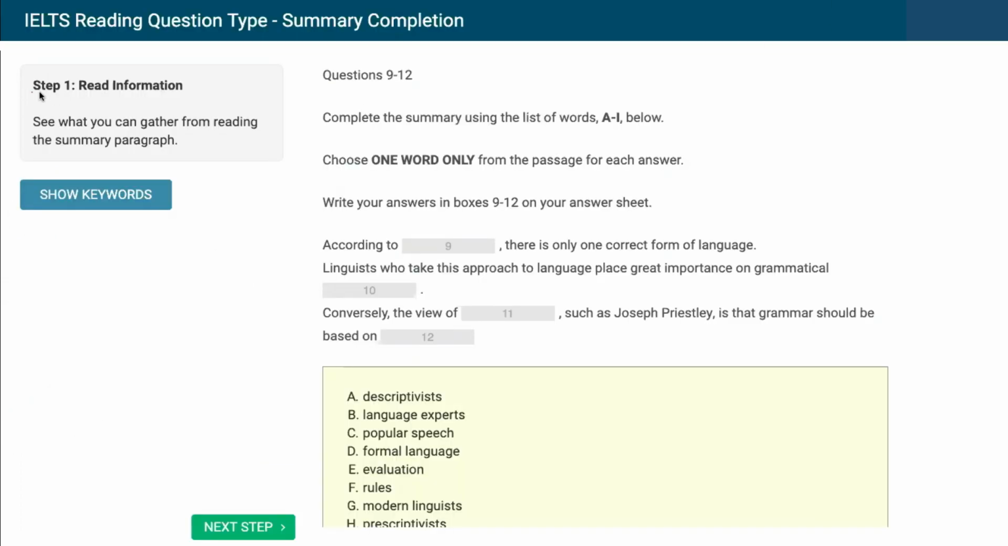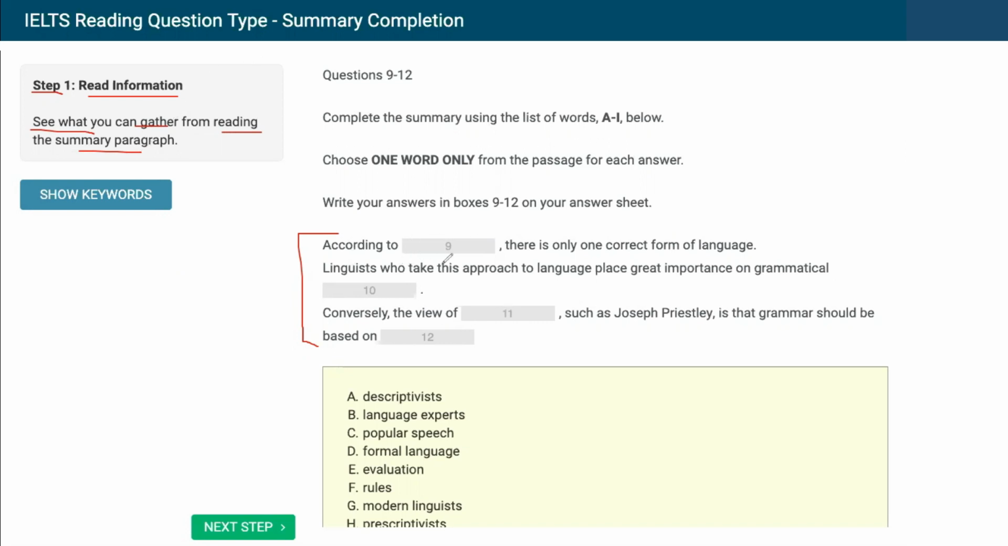Okay, so we have our step 1, read information. So we're going to read our information in the summary that we were provided with right here on the right-hand side. Also, we'll take a look at our answer options just so that we see the type of words. We'll do this more in step 2. For now, let's just read the information and see what we can gather from reading the summary paragraph. So we're looking for themes, ideas, this will be sort of a preview to what we will be reading. Okay, so let's go ahead and read.